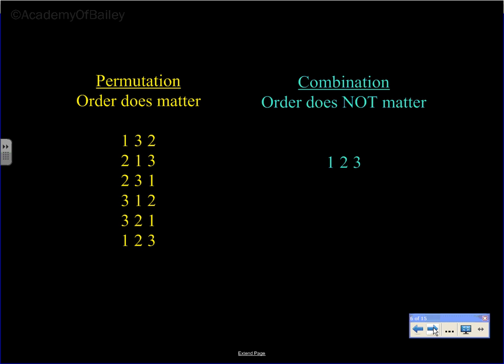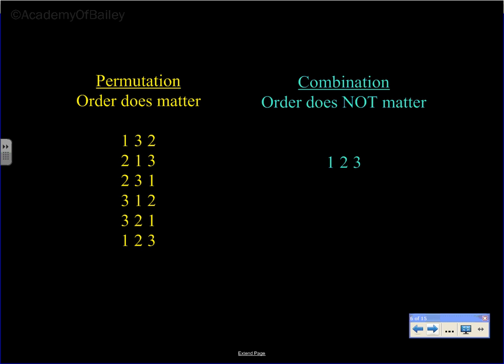If order matters, and in a permutation order does matter, there are 1, 2, 3, 4, 5, 6 ways to order those first 3 numbers, and you're not going to be able to use the same ordering again, like you can't use 1, 2, 3 again. So there are 6 ways to order those numbers, so order does matter.